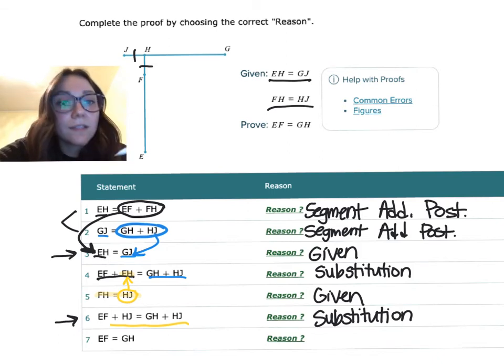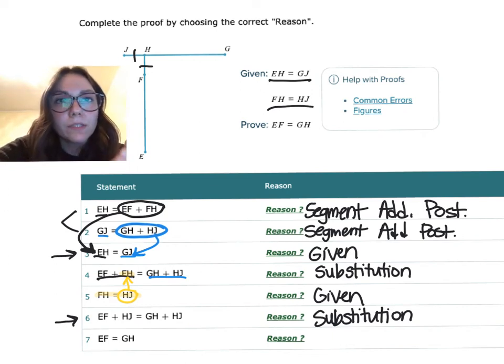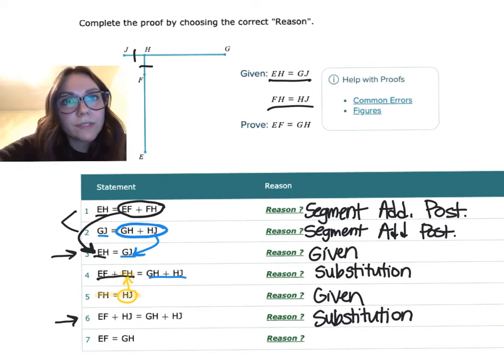And then to get to the last statement, you should notice back to statement 6, there is something on both sides of that equation. It's HJ.